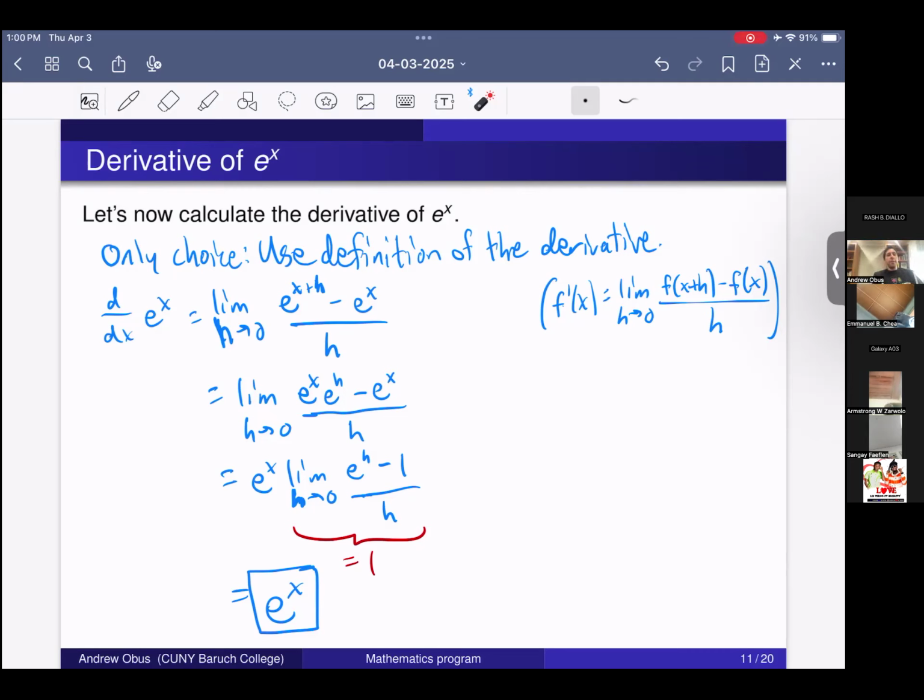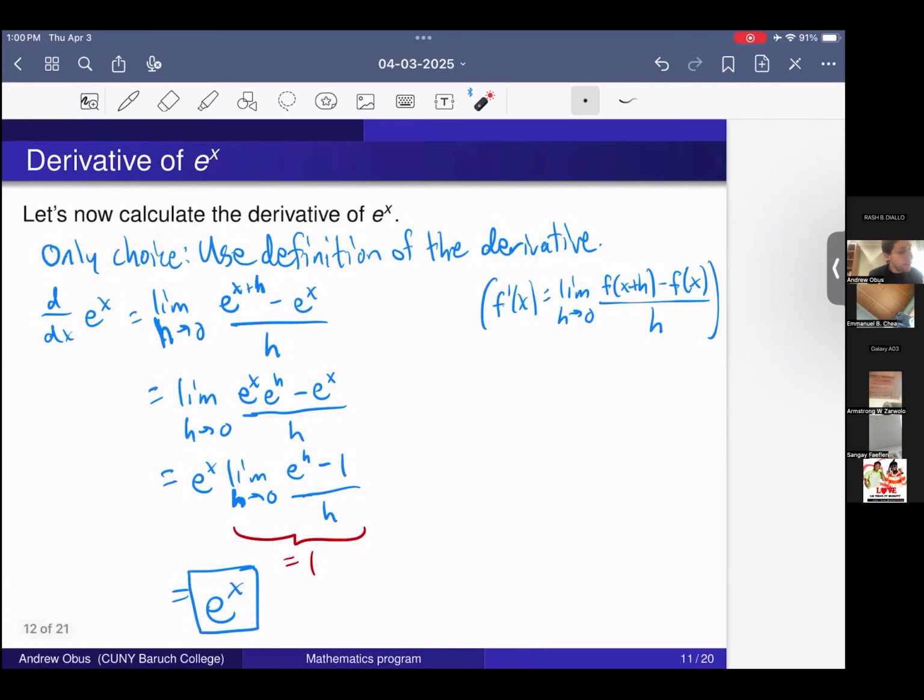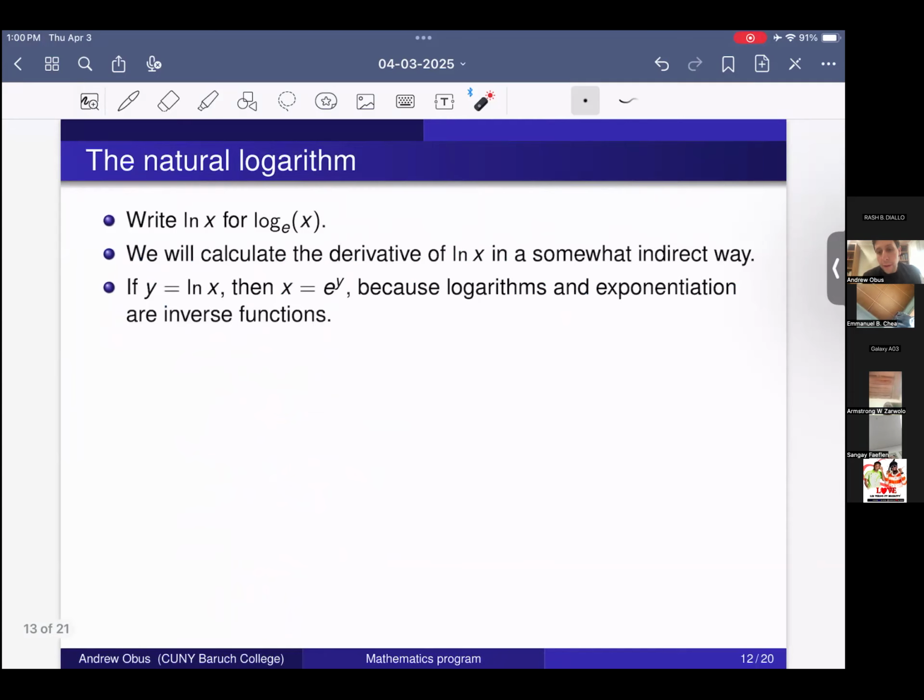Okay, so the derivative of e to the x from this procedure is actually just e to the x again. Now, the inverse function of e to the x is a very special logarithm, which we call the natural logarithm. So the log of x to base e, remember, e is just some number. It's about 2.7, right?